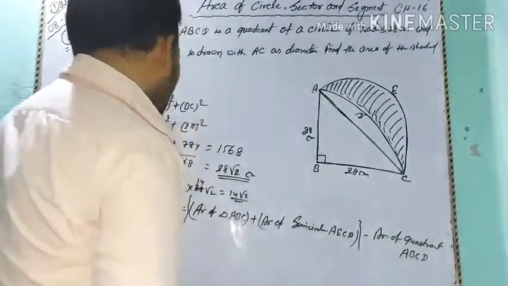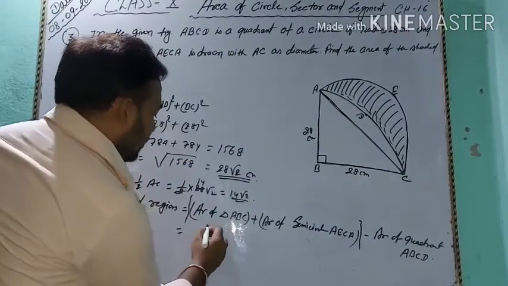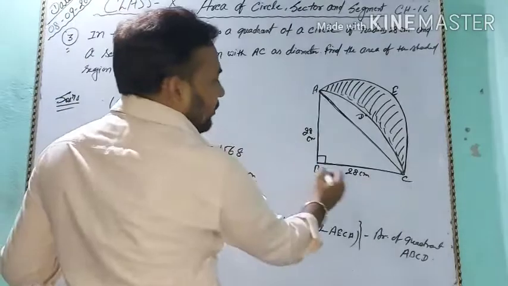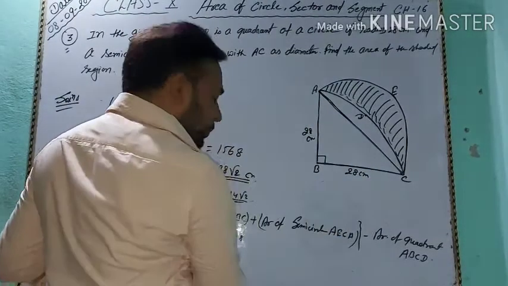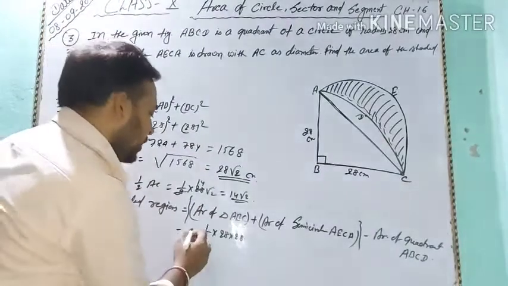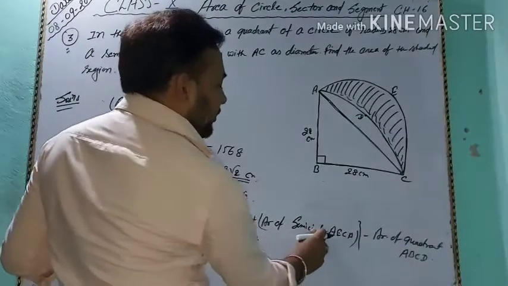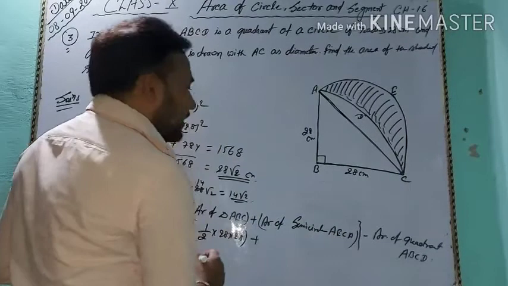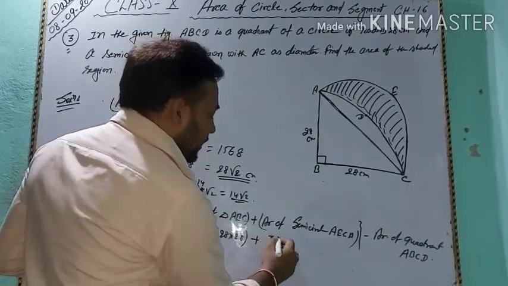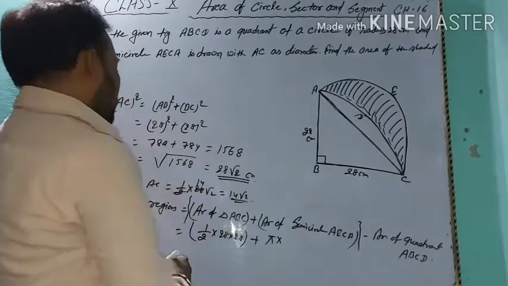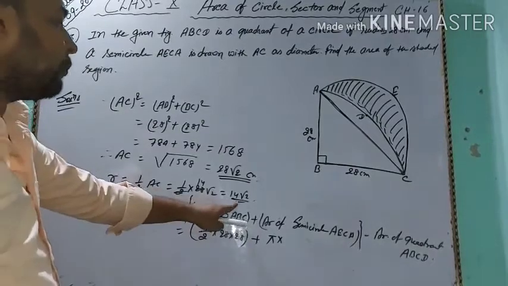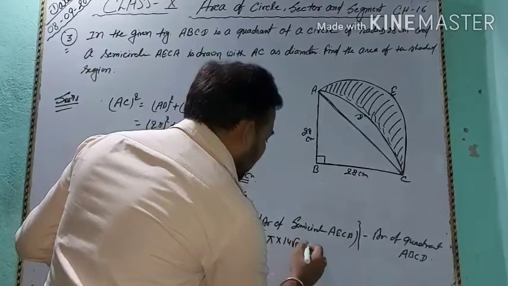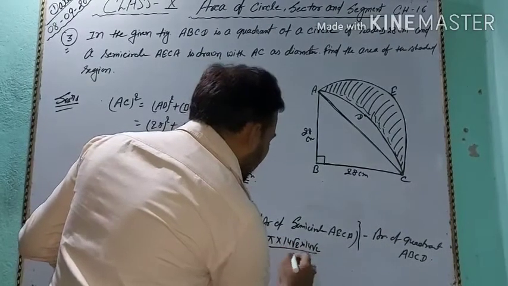Area of triangle ABC equals 1 by 2 multiplied by 28 multiplied by 28. ABC is the right angle triangle, so 1 by 2 into base into perpendicular altitude. Plus area of the semicircle AECA, that is pi r square by 2. R is 14 root 2 for the semicircle, so 14 root 2 multiplied by 14 root 2 by 2.